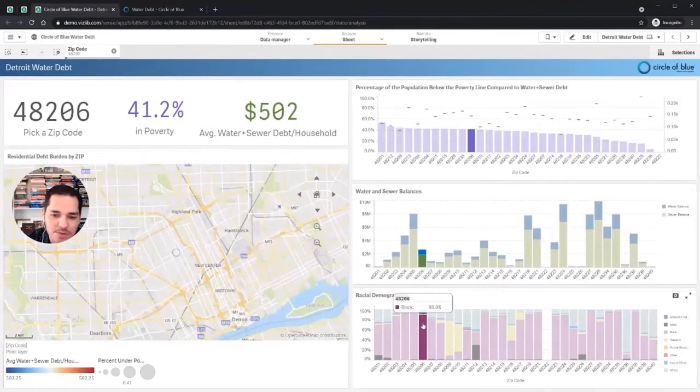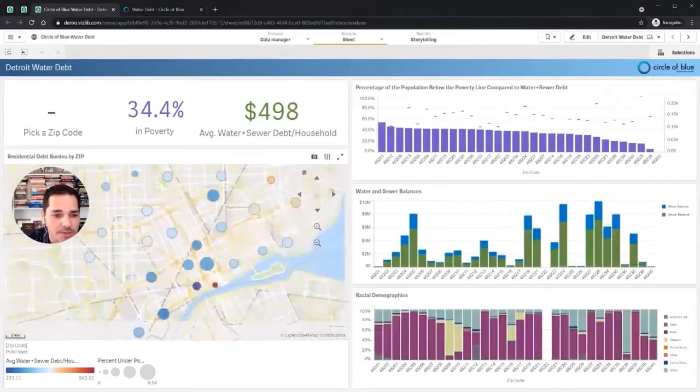But the demographics also tell an interesting story. You can see these stacked up and see the demographics. 89% of folks in this particular zip code are Black. A very different story perhaps for this one over here, but everybody is experiencing water debt at some particular level. So this is able to be used by community members. You can see where you are, where you live on the map.